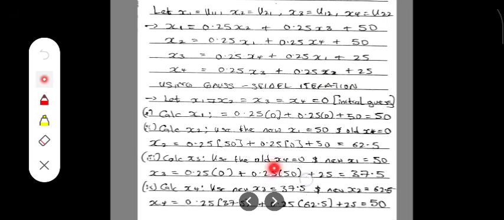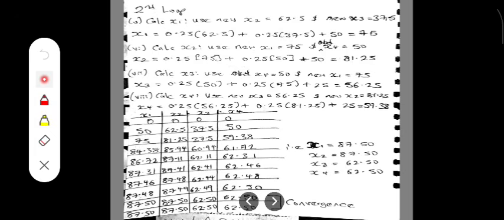So s3, now we have a new value for s3, which is 37.5. We'll be using that. And also we have a new value for s2, which is 62.5. When we substitute those two values into equation 4, which is 0.25 multiplied by s3, which is 37.5, plus 0.25 multiplied by s2, which is now 62.5, plus 25, this gives 50. So this new set of values are what we use for the next set of iteration.